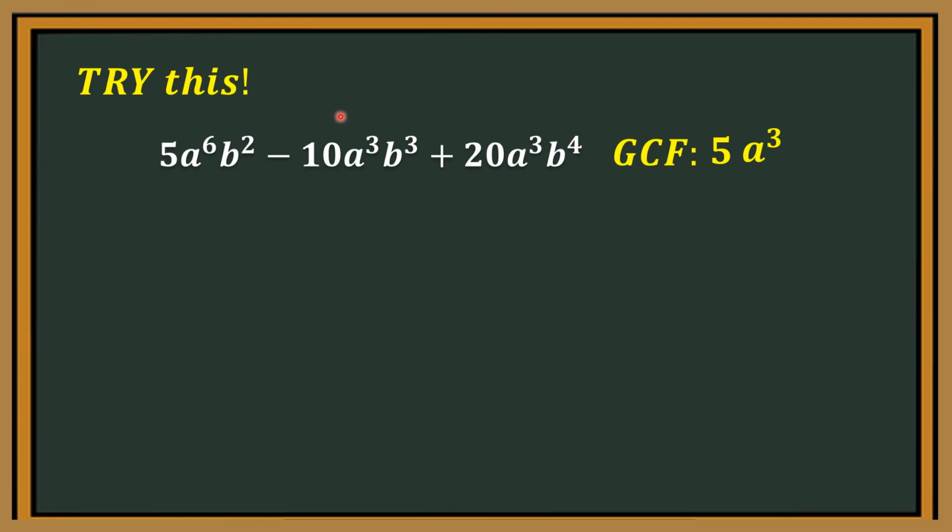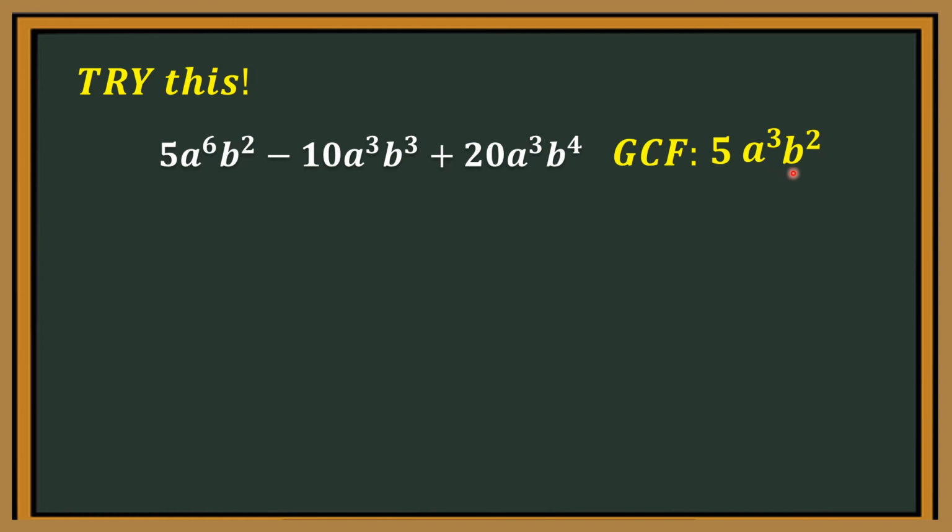How about b? Is it common to each term? Yes. Therefore, we can get the greatest common factor. Just look at the least exponent of b. And what is the least exponent of b? 2. Therefore, the greatest common factor of it is b squared. This is now your first factor, 5a cubed b squared.